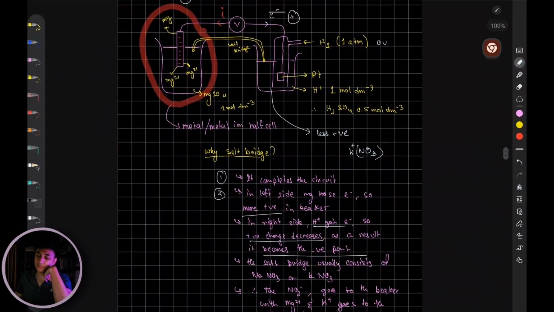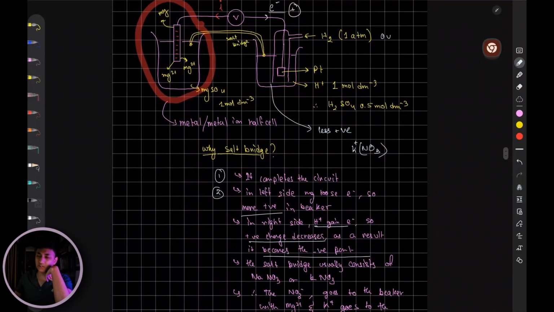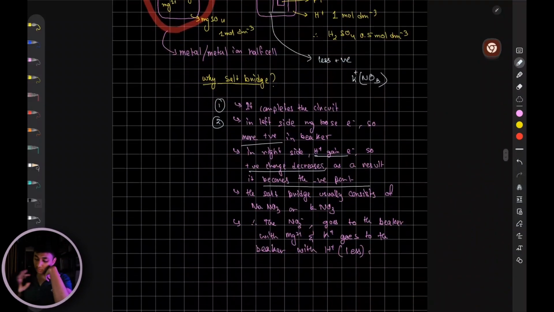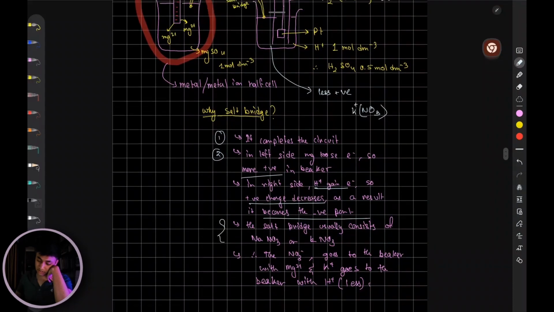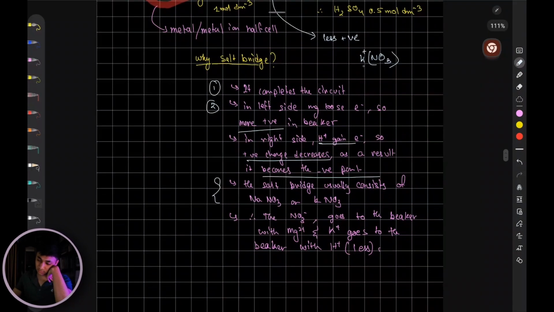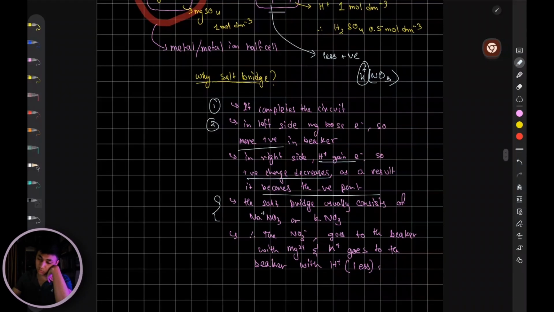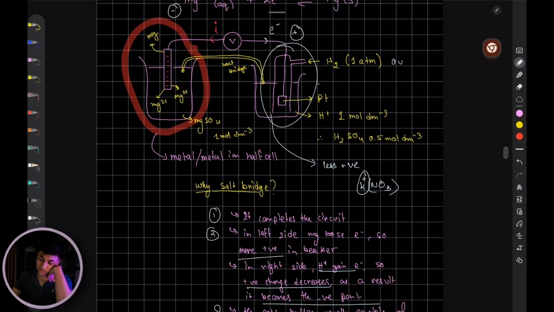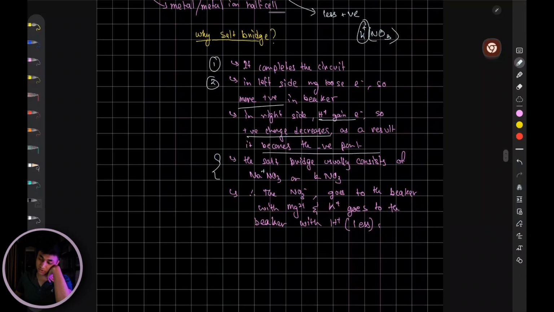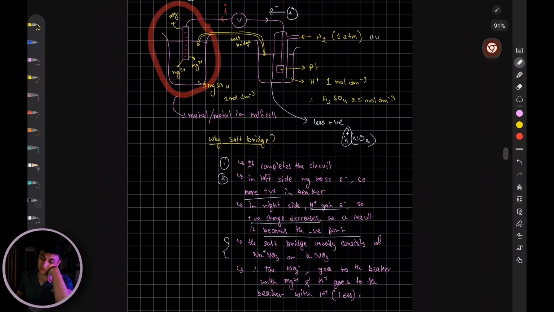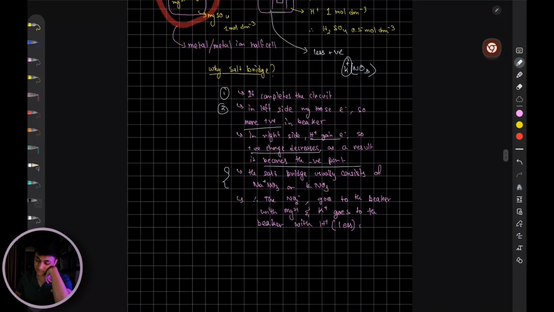It becomes relatively more negative. So to make sure that doesn't happen, the cations from the salt bridge, be it potassium, or if you have sodium nitrate, sodium ions, are going to go to the hydrogen half cell and replace the concentration of H plus. As a result, at the end of the day, your charge remains the same in either half cell.